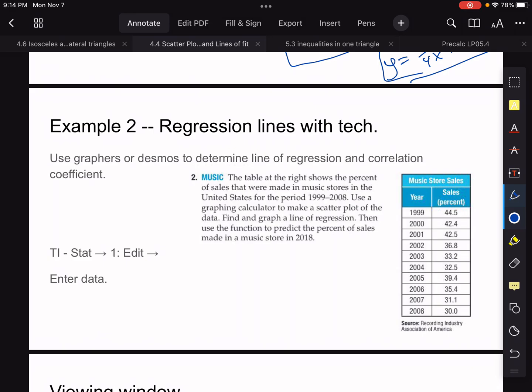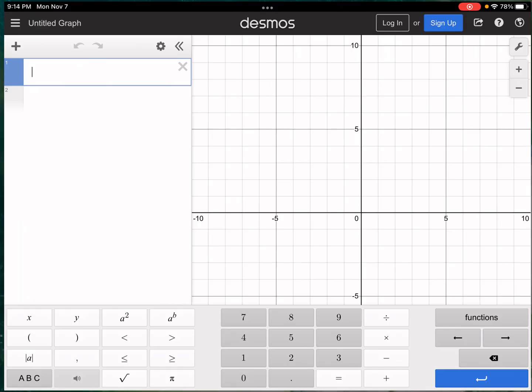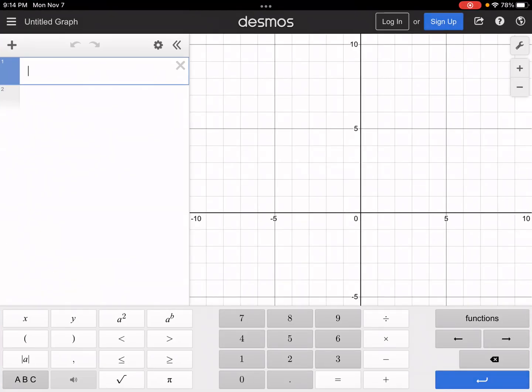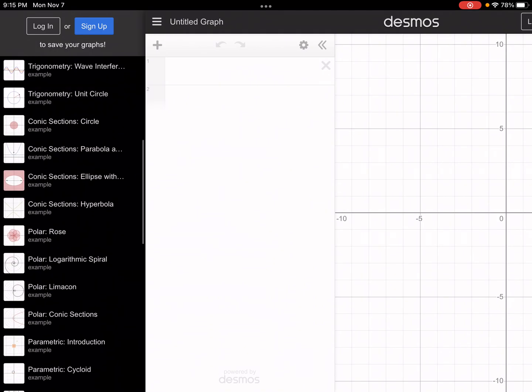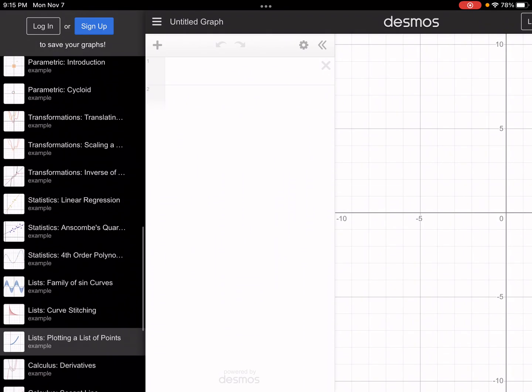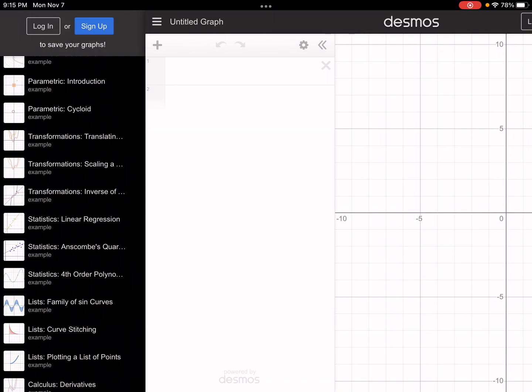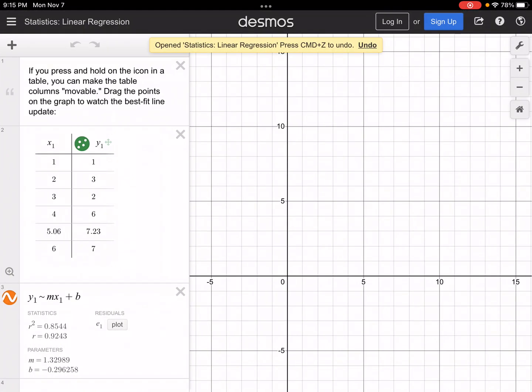Okay, so I'm going to hop out of this and hop into Desmos. Yours might look a little different online, but you should have in the upper left these 3 bars, next to where it says Untitled Graph. I'm going to click on that, and there should be a menu that drops down. You're going to scroll down to where it says Statistics Linear Regression, and click on that.